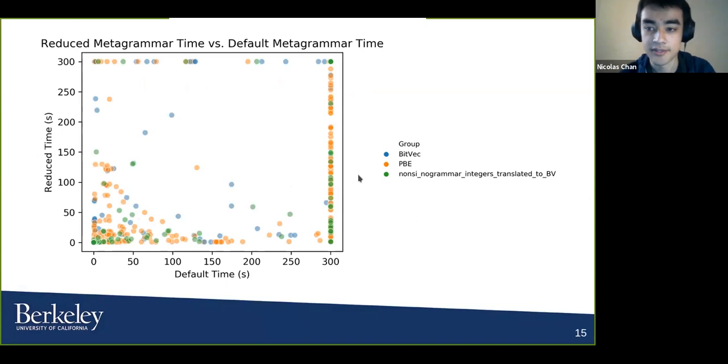Each dot here is a benchmark, and the y-axis is the time it took the new metagrammar to solve it, and the x-axis is the time it took the default metagrammar to solve it. So anything below the diagonal is an improvement for our reduced metagrammar. And the reason there's a lot of clusters at the 300 is because that's when we timed them out. So we said after 5 minutes, you're done, you didn't solve it. So anything on the right side here is actually a benchmark that wasn't solved before that we solved.